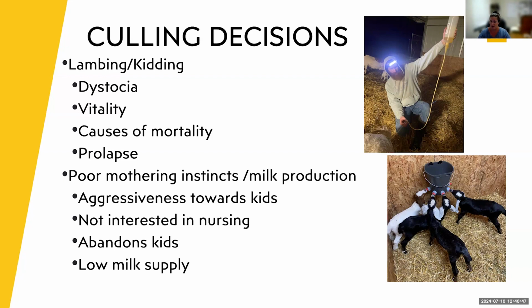Also low milk supply, which can be caused by a variety of things, but if you're seeing their offspring going to other mothers in the herd to nurse, then that means that they don't have enough milk to supply for their own kids and lambs, and should be replaced.